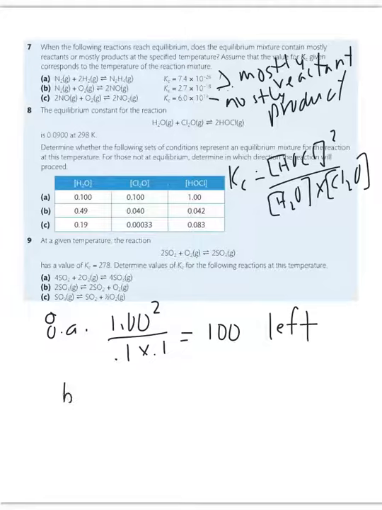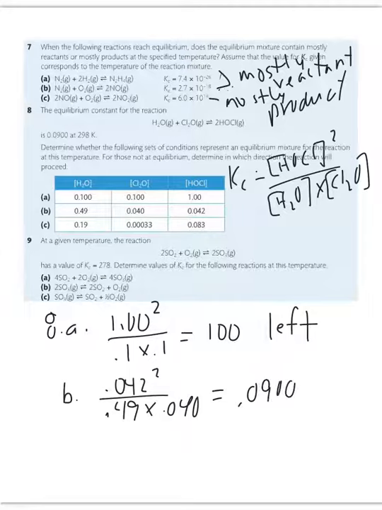B, if I do the same thing and I plug in 0.042 and square it and divide by 0.49 times 0.040, I'm going to come up with 0.0900. So this is at equilibrium.